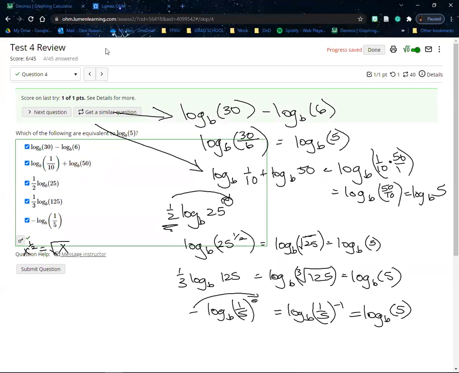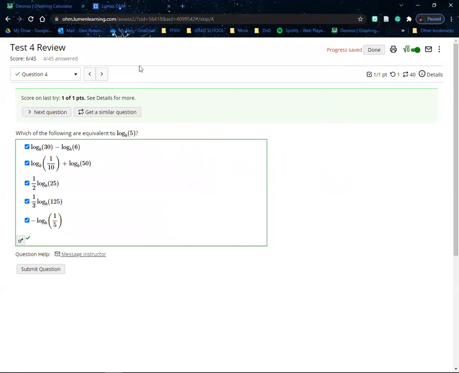And all of these are demonstrations of the different rules that you use for logs and exponentials. So it's really important to recognize them. If you're struggling recognizing them, make sure you practice before you take your test. Make sure you thoroughly review them before you take your test. Any questions on this one? Okay.